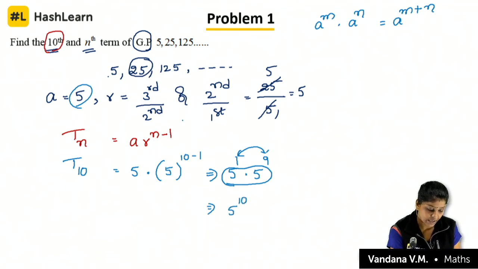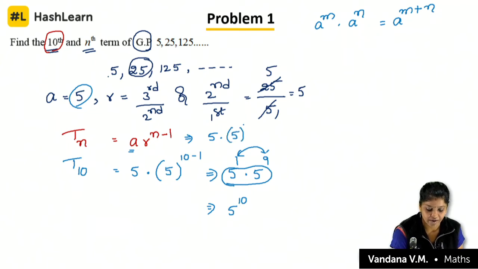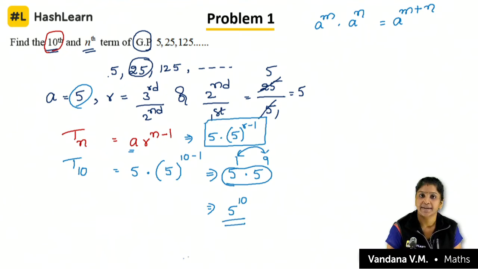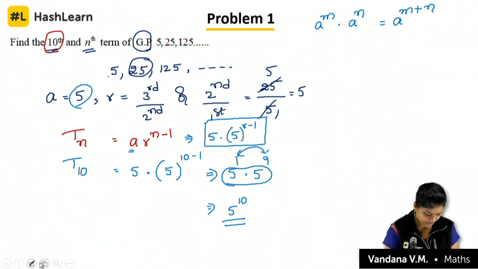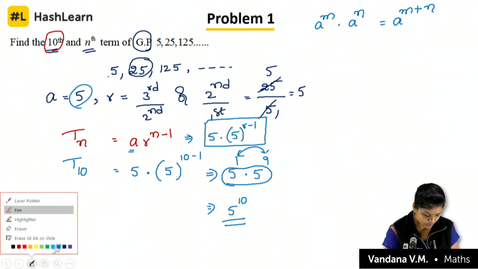So the nth term also they are asking us to write. So please start writing. a value is 5, 5 into 5 power r minus 1. This is called your nth term. This is your 10th term. Clear, children? Yes. Next, let us do the next problem.